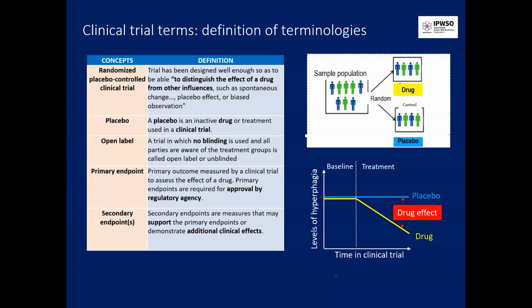So during the first phase, which is called the baseline, no group is receiving any treatment. So the level of hyperphagia should be similar during that phase. In the placebo group, ideally, the level of hyperphagia shouldn't change compared to the baseline. Whereas if the drug is efficacious, it should decrease the level of hyperphagia, as indicated here in the yellow line. And the drug effect is really the difference in the level of hyperphagia between the drug-treated arm versus the placebo arm. So there are two key messages that I would like to add here.